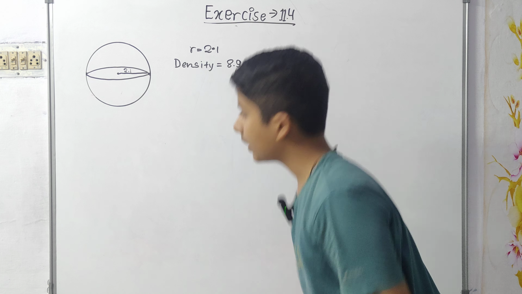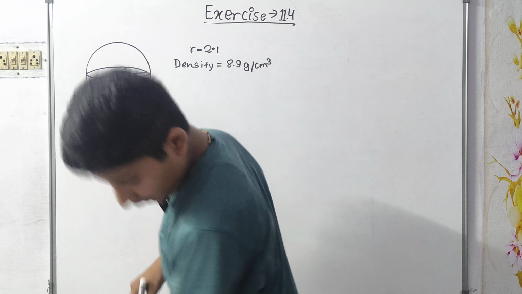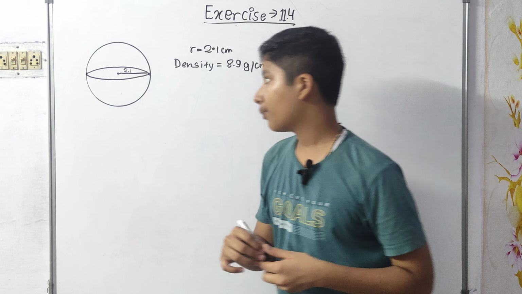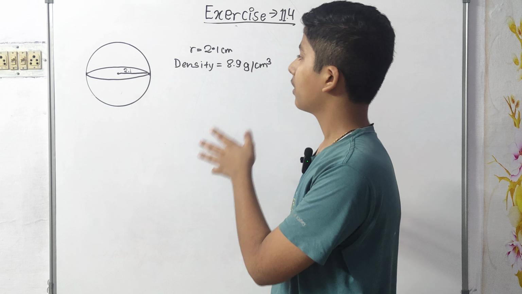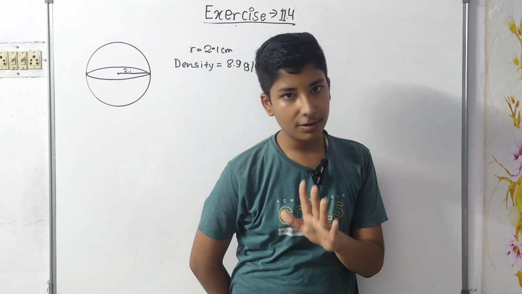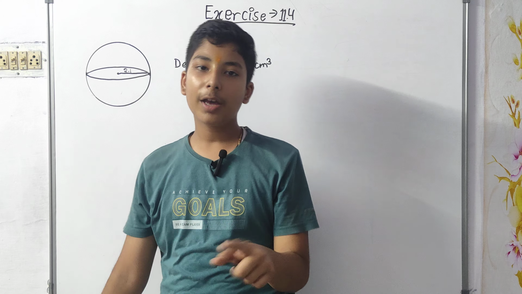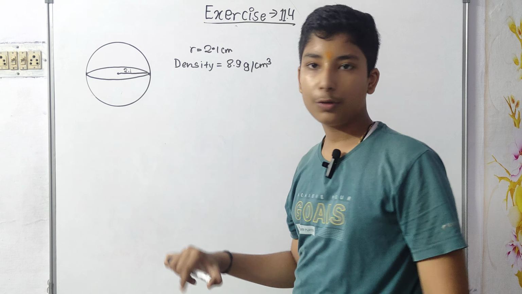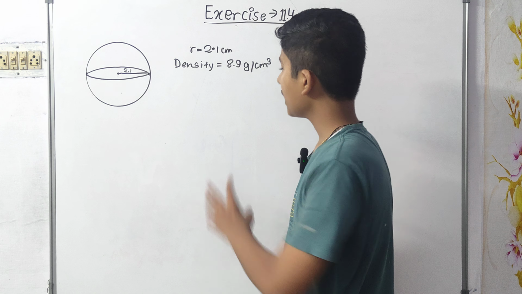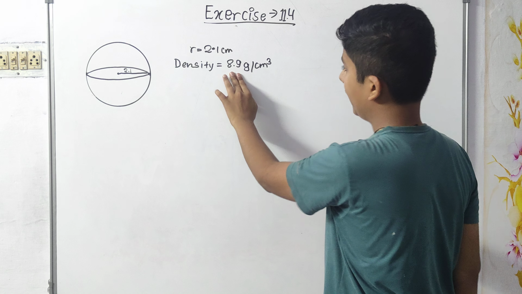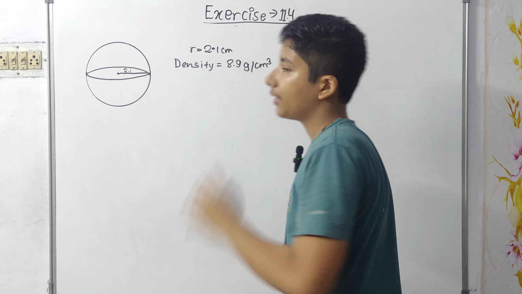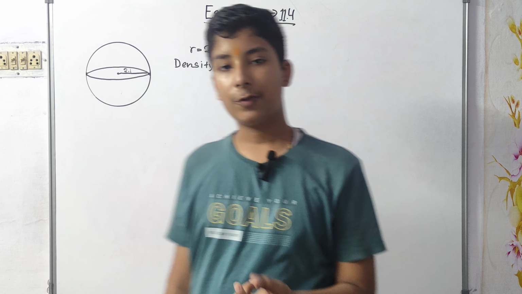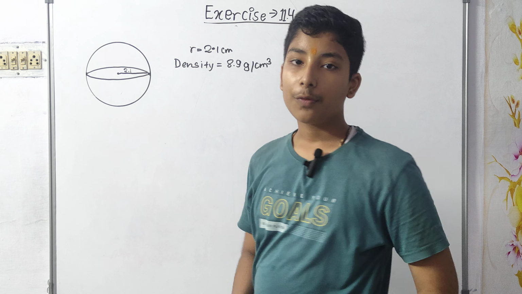Okay, now continuing with this question, it is given that there is a metallic ball. Okay, let me write the units. Now, there is a metallic ball whose radius is 2.1 centimeter. Basically, the diameter was given as 4.2 centimeter, so I found out the radius, which is very easy. Diameter divided by 2, radius equals 2.1 centimeters. Its density was given as 8.9 grams per centimeter cube. Now, what we had to find out? Here we have to find out the mass of the ball.